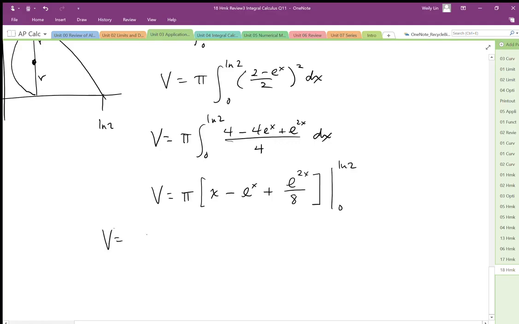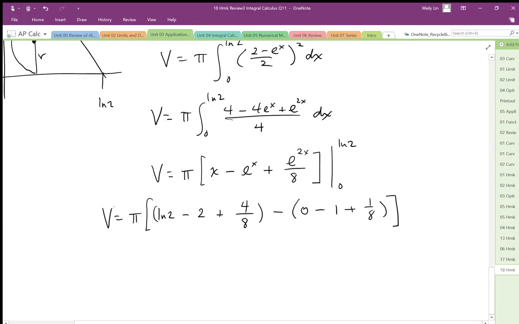I calculate my volume by substituting in. I'm going to get log 2 minus e to the log 2, which just becomes 2, plus e to the 2 log 2, which is e to the log 4, so it's going to be 4 over 8. Then I'm going to subtract, substituting in 0. E to the 0 is 1. So I end up with this expression.